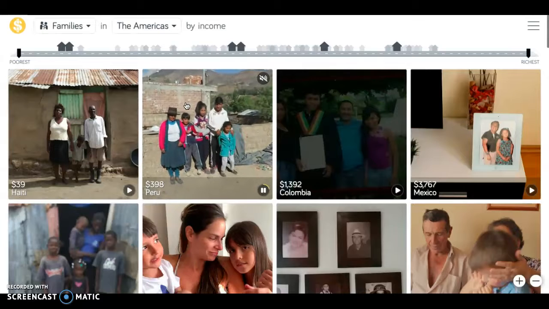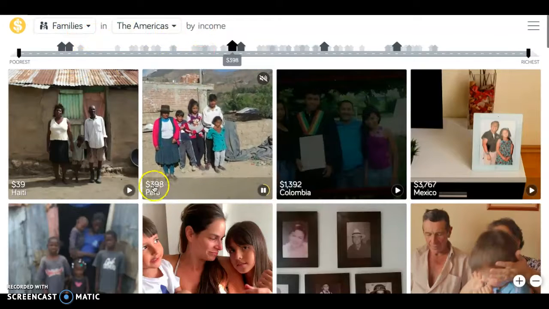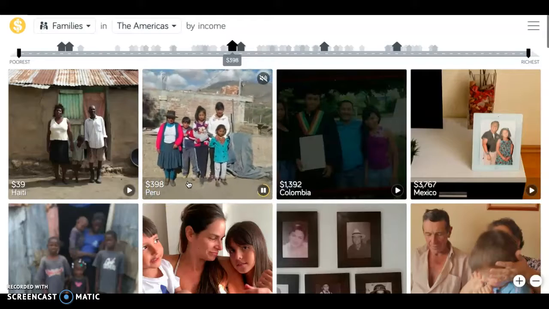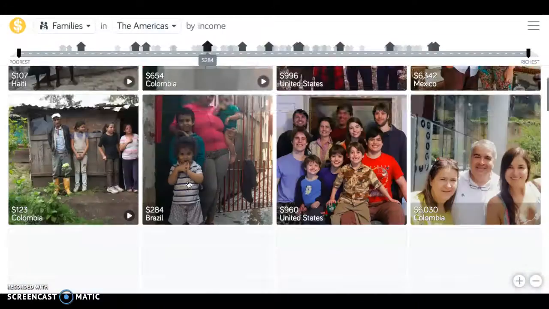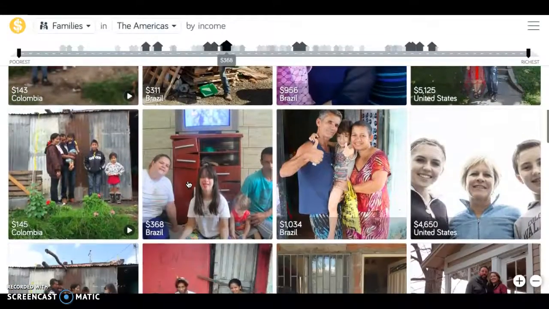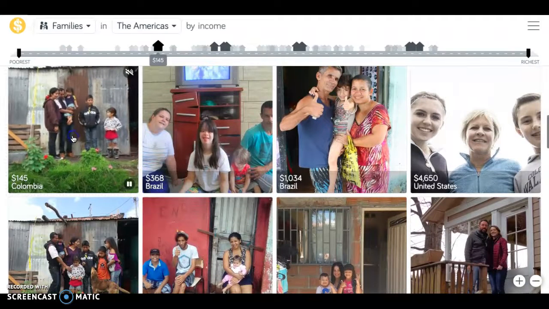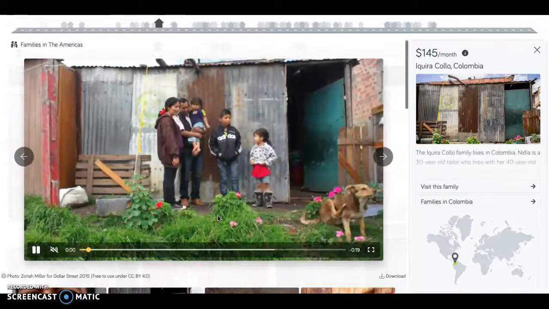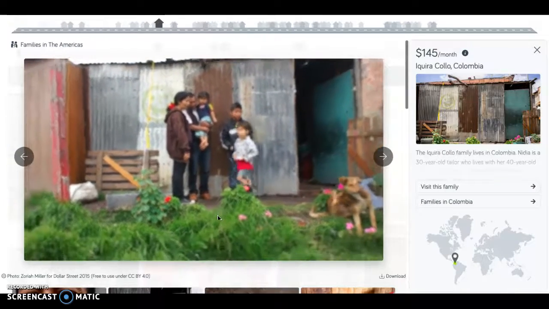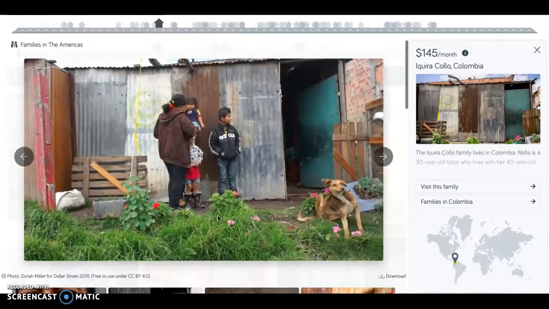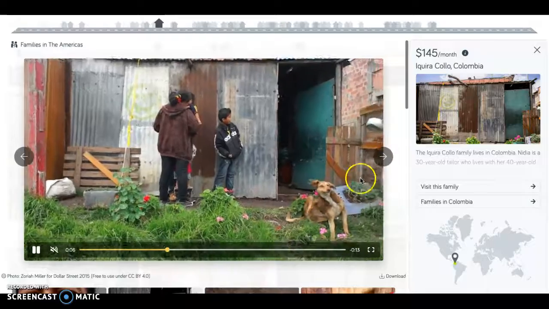And these are families in the Americas, and the dollar amount on here is the amount of money they make per month. So we could go to any family here. Let's see here. I'm going to go to this family from Colombia. And so I need to know, okay, first where they're from, Colombia. Second, what does their house look like? Is it big or small?